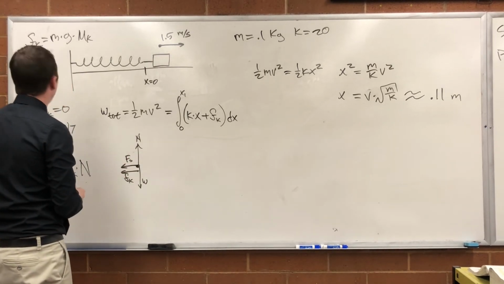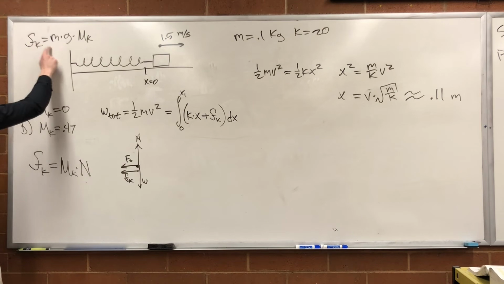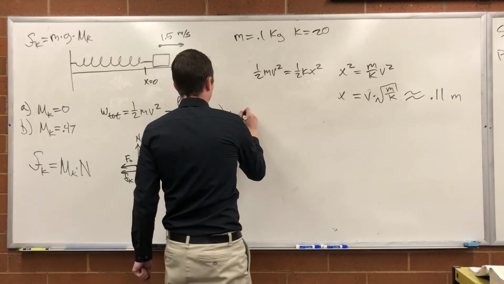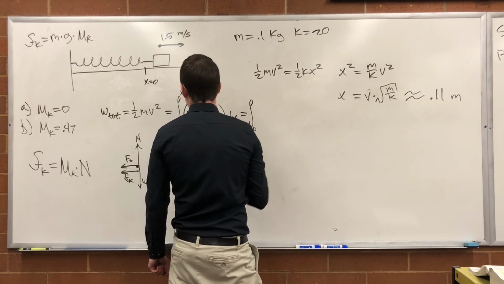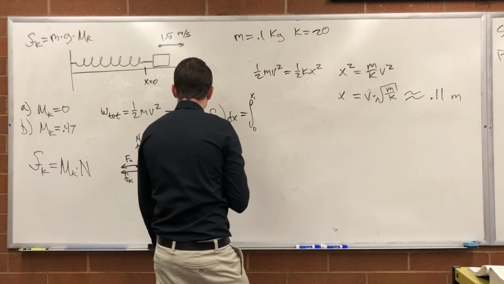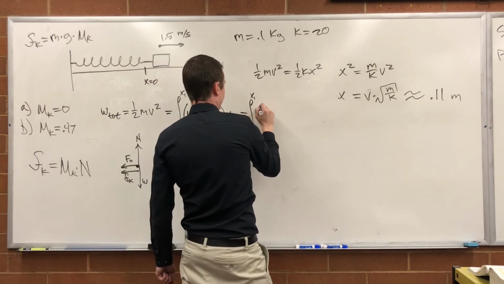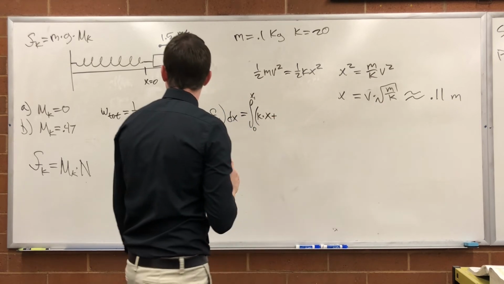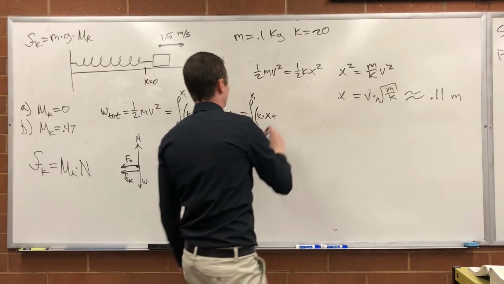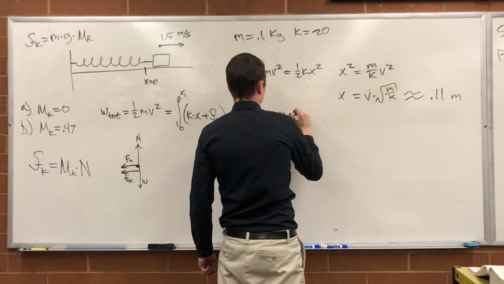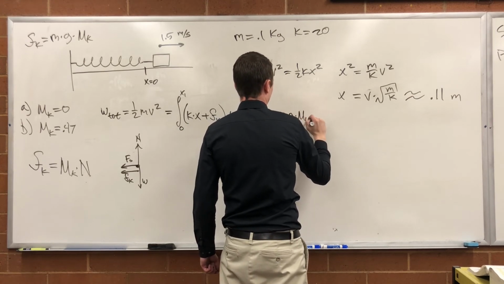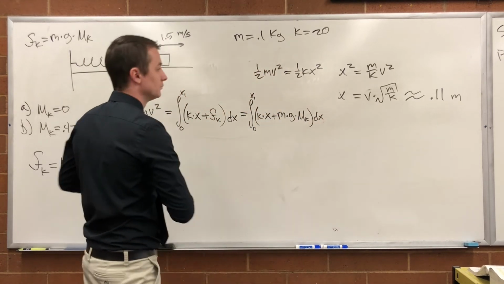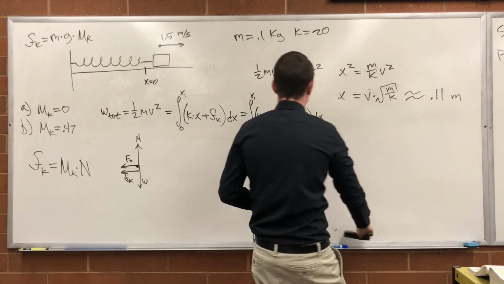So our force of kinetic friction is that value right there, right? So this is equal to the integral from 0 to x1, x1 is what we're looking for, of k times x plus m times g times mu sub k dx. With me? So it's just a bunch of constants and then x.